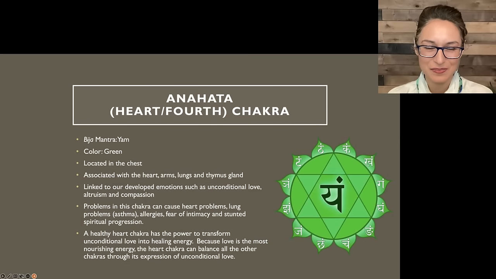And if you need physical evidence of how much you are loved, all you have to do is look out in nature and acknowledge that you literally have, you know, the divine heart surrounding us. And so that's always been a beautiful aspect of the fact that this chakra is associated with the color green. It's located in the chest. It's associated with the heart, arms, lungs, and thymus gland. And this chakra is linked to our developed emotions, such as unconditional love, altruism, and compassion.